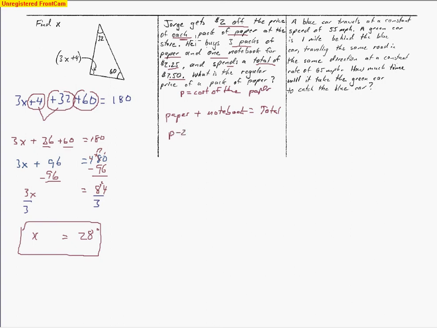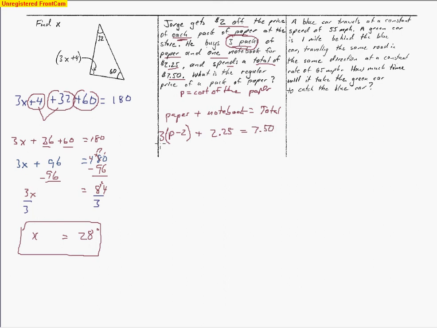Then it says he buys 3 packs of this paper. So we're going to take this expression, since he gets $2 off each pack of paper, we've got to put that in parentheses, because that's the amount that he's going to pay for the paper, and he buys 3 of them, plus the notebook for $2.25 equals the total for $7.50. So now we're ready to solve.